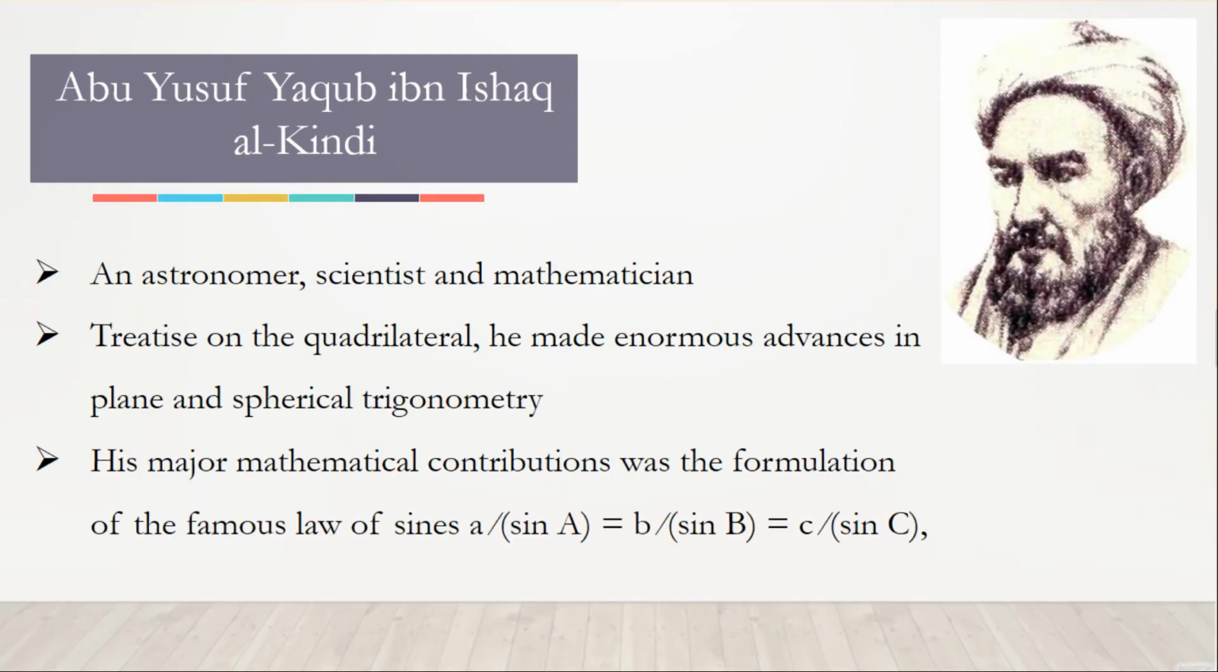Our fifth Islamic mathematician is Nasir al-Din al-Tusi. He was an astronomer, scientist, and a mathematician. He theorized on the quadrilateral and made enormous advances in plane and spherical trigonometry. His major mathematical contribution was the formulation of the famous law of sines, which is a over sine A equals b over sine B equals c over sine C.